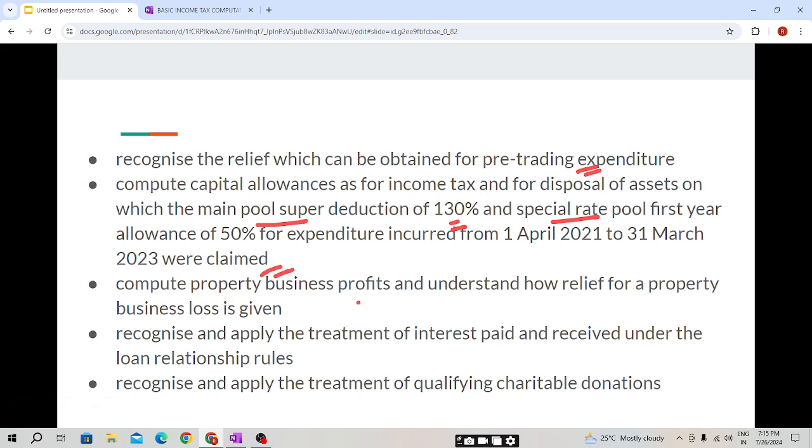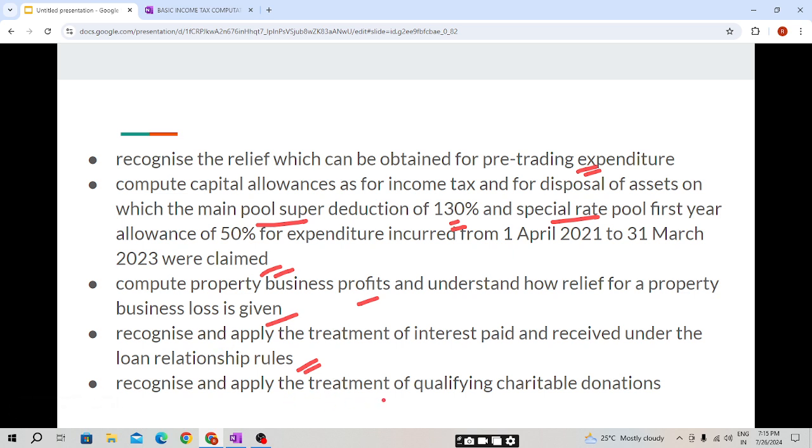Compute property business profits and understand how relief for a property business loss is given. So how the property income will be assessed and how we will claim reliefs in relation to the property loss. Recognize and apply the treatment of interest paid and received under the loan relationship rules. Students, we have seen that for an individual we treat interest income under the savings income head, but in the case of companies we have different treatment for interest received and paid.